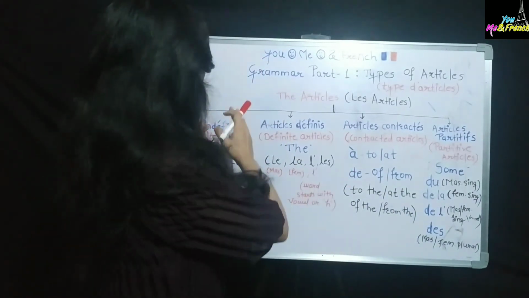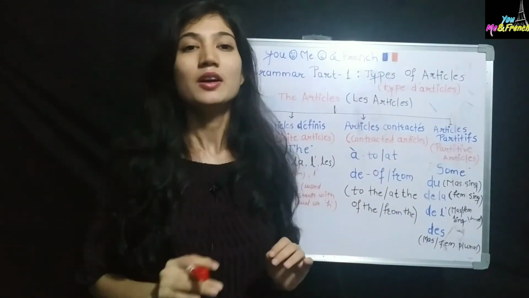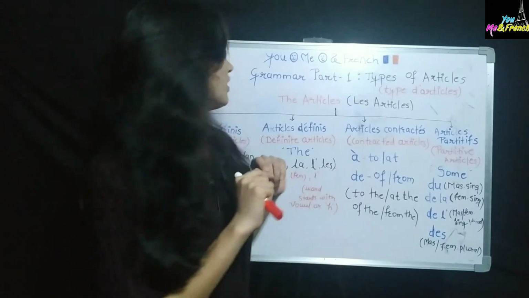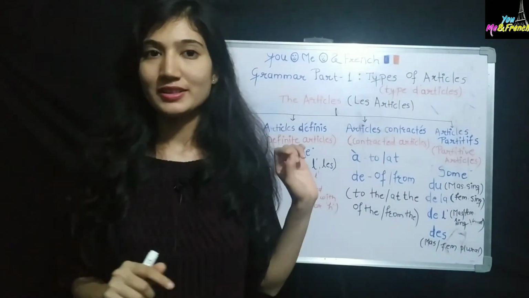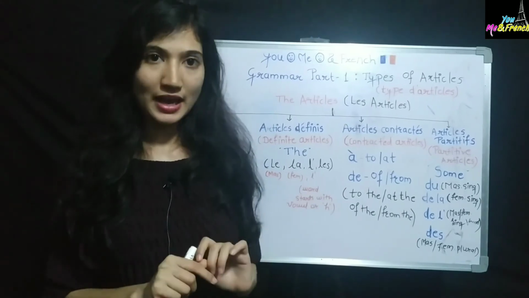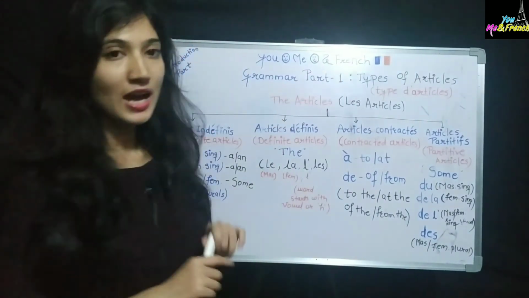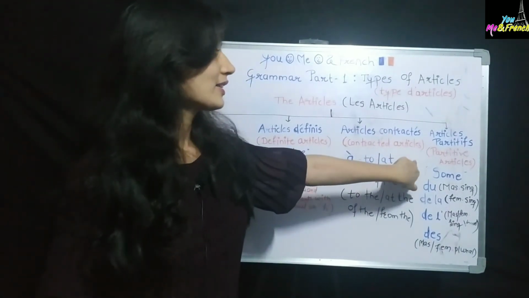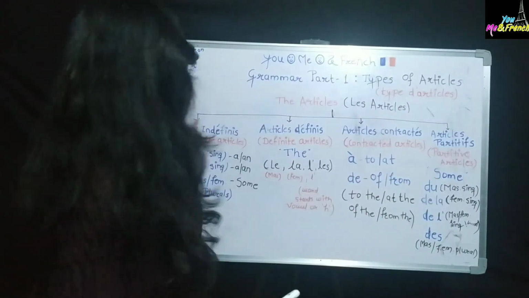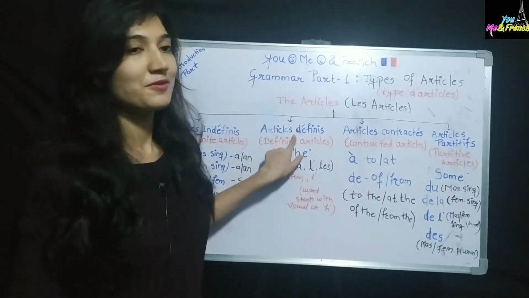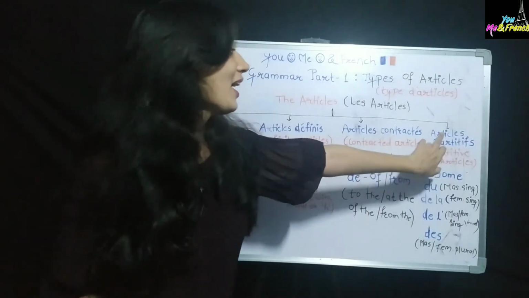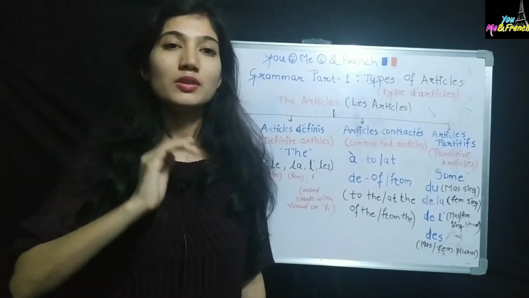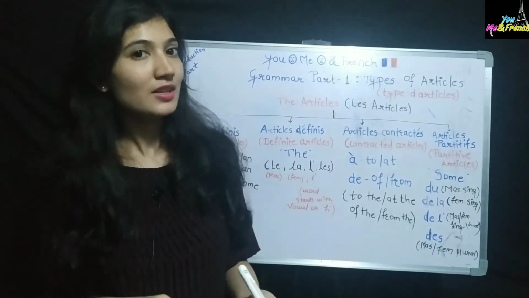In the next video, I will explain each article with examples and with their exceptions. So you don't need to worry. Let's remember the 4 kinds of articles we have in French. What are they? Indefinite article, definite article, contracted article and partitive article. Article indéfini, article défini, article contracté, article partitif. That's it. You just need to remember the names in this video so that we know which kind of article we will use in our sentence.